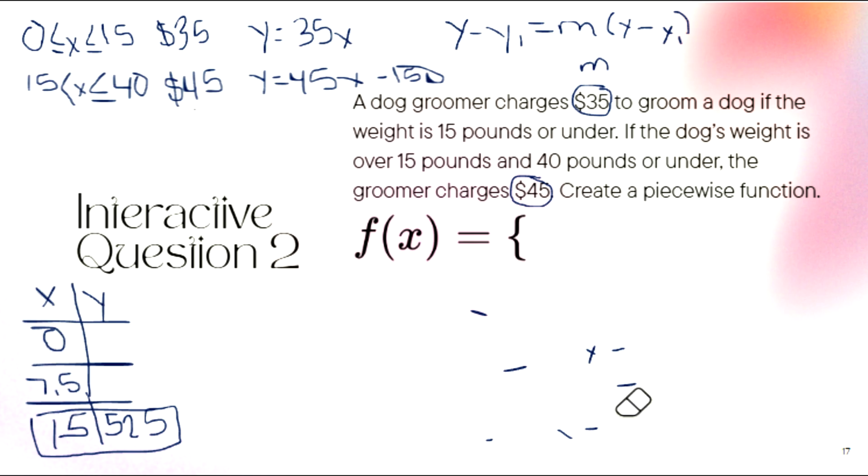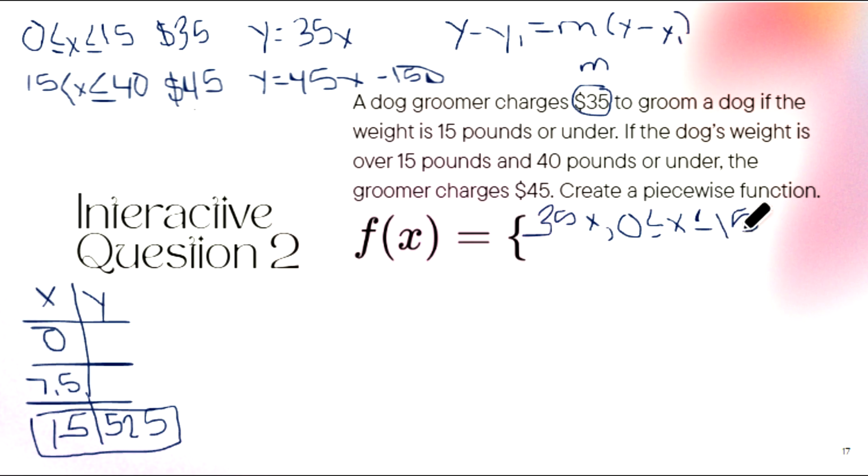Now we just need to take all of this information that we have and transfer it into our final equation. And then I'm going to go double check it because I screwed this one up already. So this will be our first formula, which is, oh sorry, we don't put the y because y and f of x are interchangeable. So this is y is equal to 35x, then you put a comma, and then you put your range, which is 0 less than or equal to x less than or equal to 15. Okay. And then we have 15.